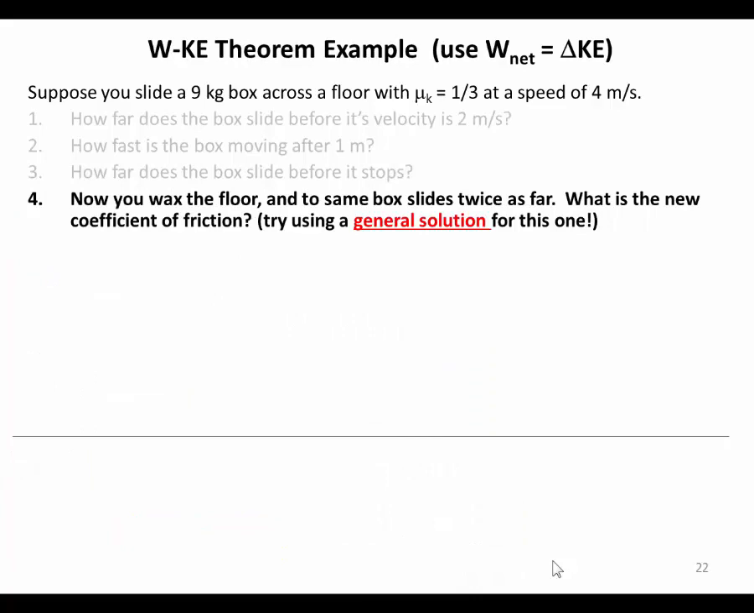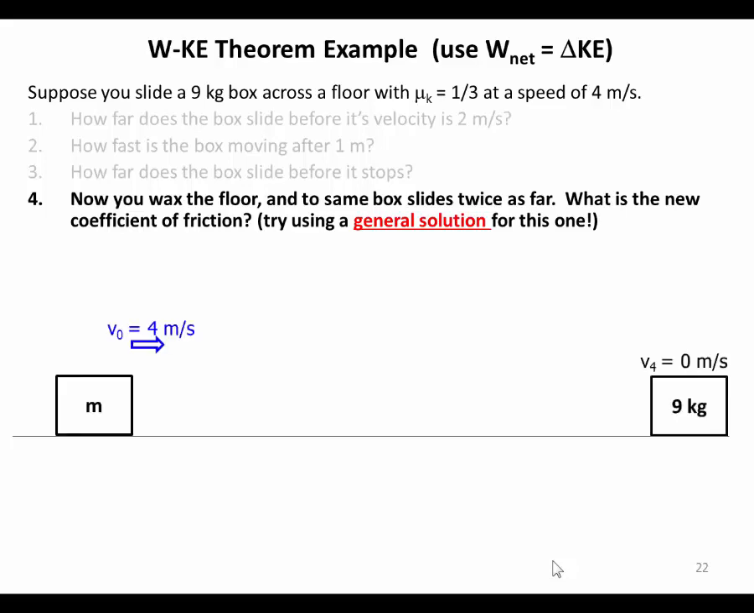Now, let's wax this floor, and let's see how far it goes once we wax it. I stated that the box goes twice as far, so we know our distance that it travels is 4.8 meters. And based on that, can we use that to figure out the coefficient of kinetic friction? Now, on any of the previous problems, we could have done a general solution and plugged in our numbers in the last step, but I used numbers right up front just to make it easy on you to see the algebra work out. Let's go ahead and do a completely general solution now using only variables.